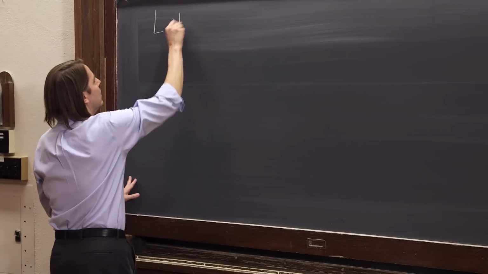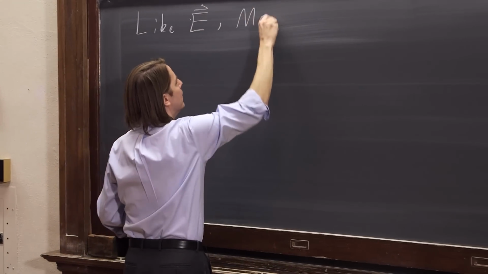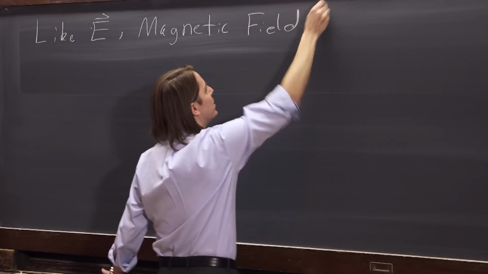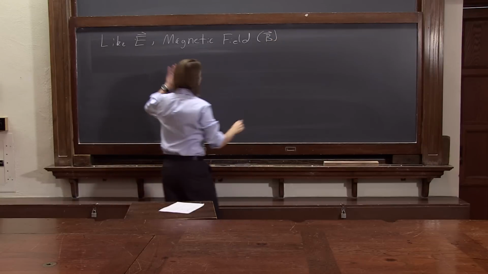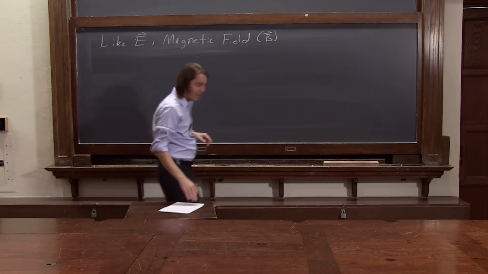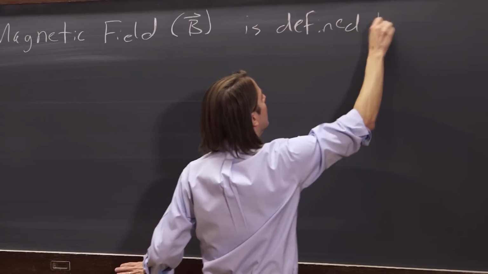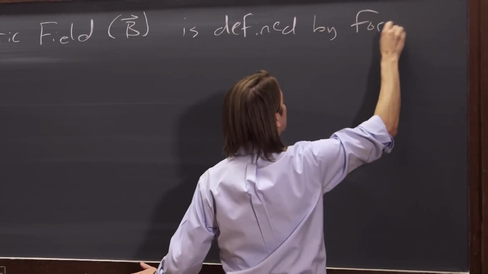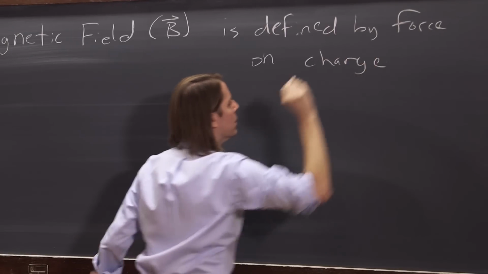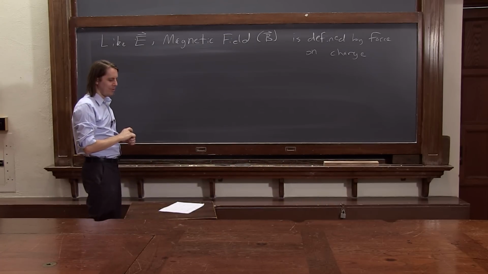Like E, the magnetic field, which we call B, and I don't care what happens, I don't even want to answer the question. I don't know why it's B. Don't even ask me why it's B. It is defined by force on charge. So they at least have that in common. They both involve charge. They both involve force.